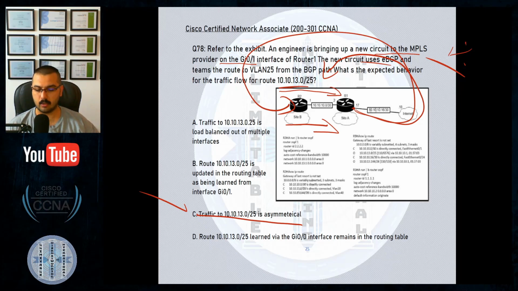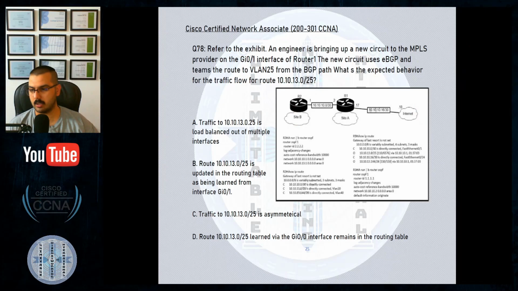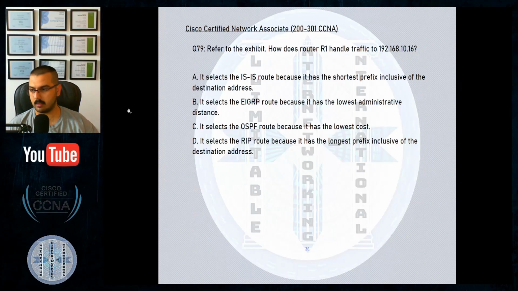This is really, really complicated and annoying question, and I doubt that you will see it in the exam. Mostly you will never see it. Okay, refer to the exhibit. I'm sorry, this is question 79. Question 79 is missing because there is no exhibit, so we can neglect that.